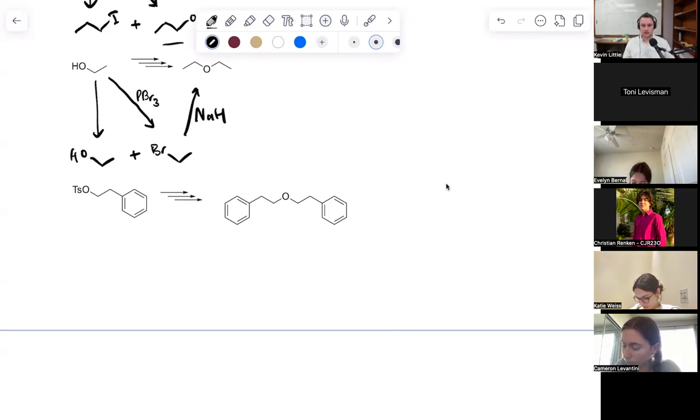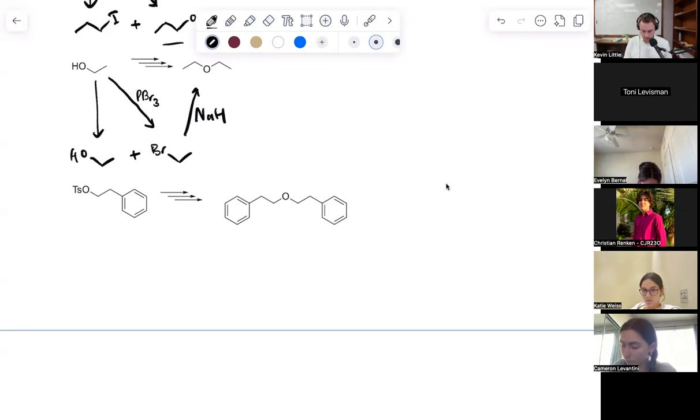Someone said, no matter what the case is, I can always use PBr3 to turn my OH into a leaving group. Yes, that's a safe bet. PBr3, SOCl2, whatever you want to use. They all work to turn an OH into a leaving group. Someone else said, I don't understand. How are they adding together? Can you explain that again, please?